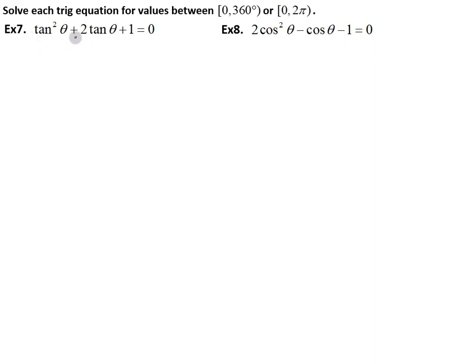Tangent squared plus 2 times tangent plus 1 equals 0. So in this case, I can't combine these. These are not like terms, but you might recognize a pattern we see here. Something squared, something to the first power, constant equaling 0. It's a quadratic. It fits the form of a quadratic.